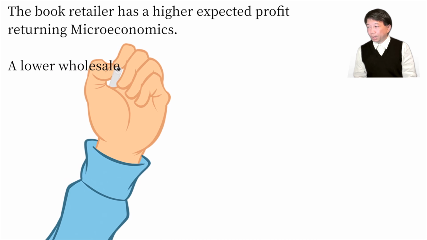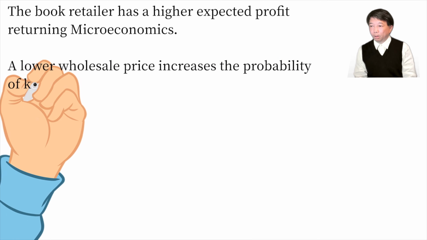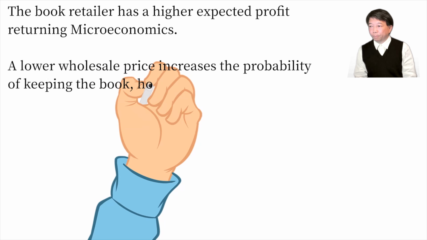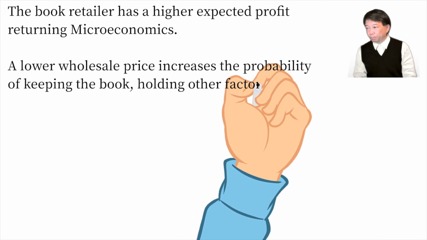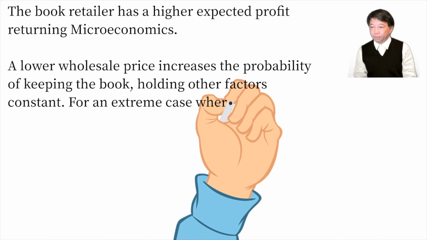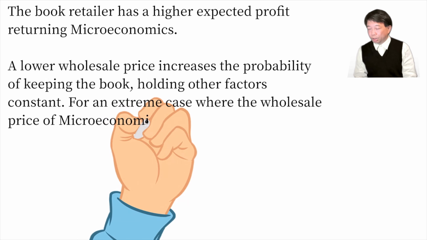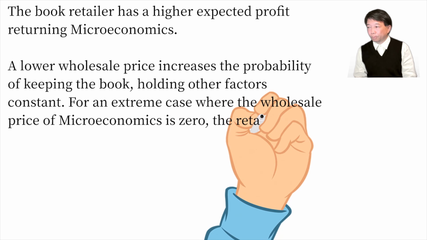A lower wholesale price increases the probability of keeping the book, holding other factors constant. For an extreme case where the wholesale price of microeconomics is 0, the retailer will keep microeconomics and return macroeconomics.